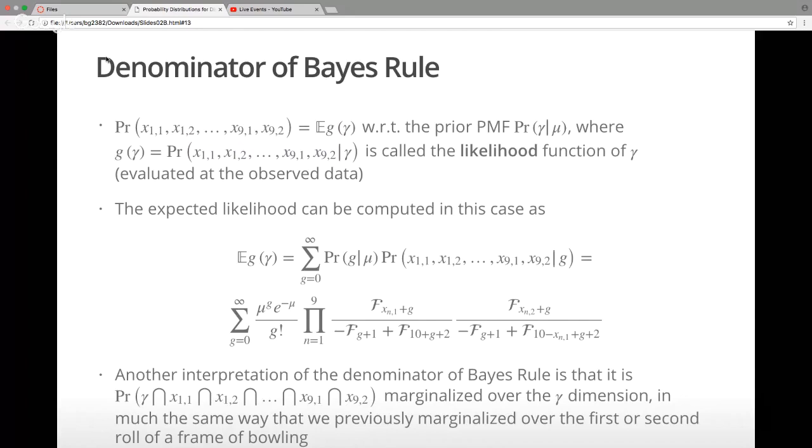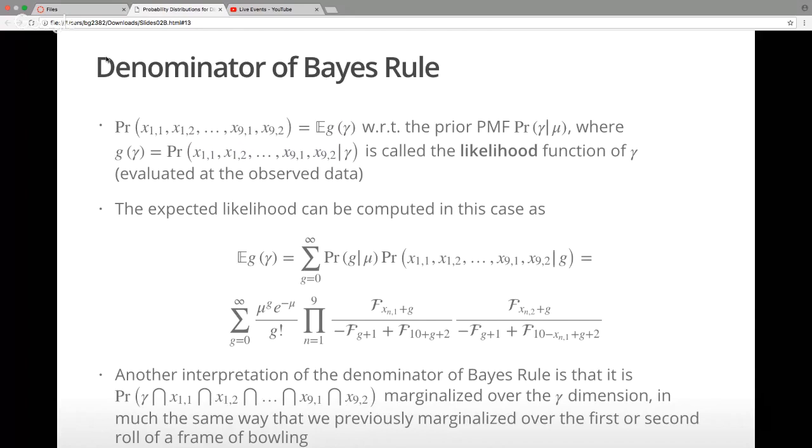Another interpretation for the denominator of Bayes' rule, which is what I think Rashika was alluding to, is you can think about, okay, I have a joint probability distribution for gamma, first roll of frame 1, second roll of frame 1, etc., all the way up to the first roll of frame 9, second roll of frame 9. So I have this big joint probability function, with 19 things in it, for the probability that gamma is this or that, and x11 is this or that, and x12 is this or that, etc. So if I have this big joint probability mass function, the way we go from a joint to a marginal is by summing over the dimension that we want to get rid of, which in this case is gamma.